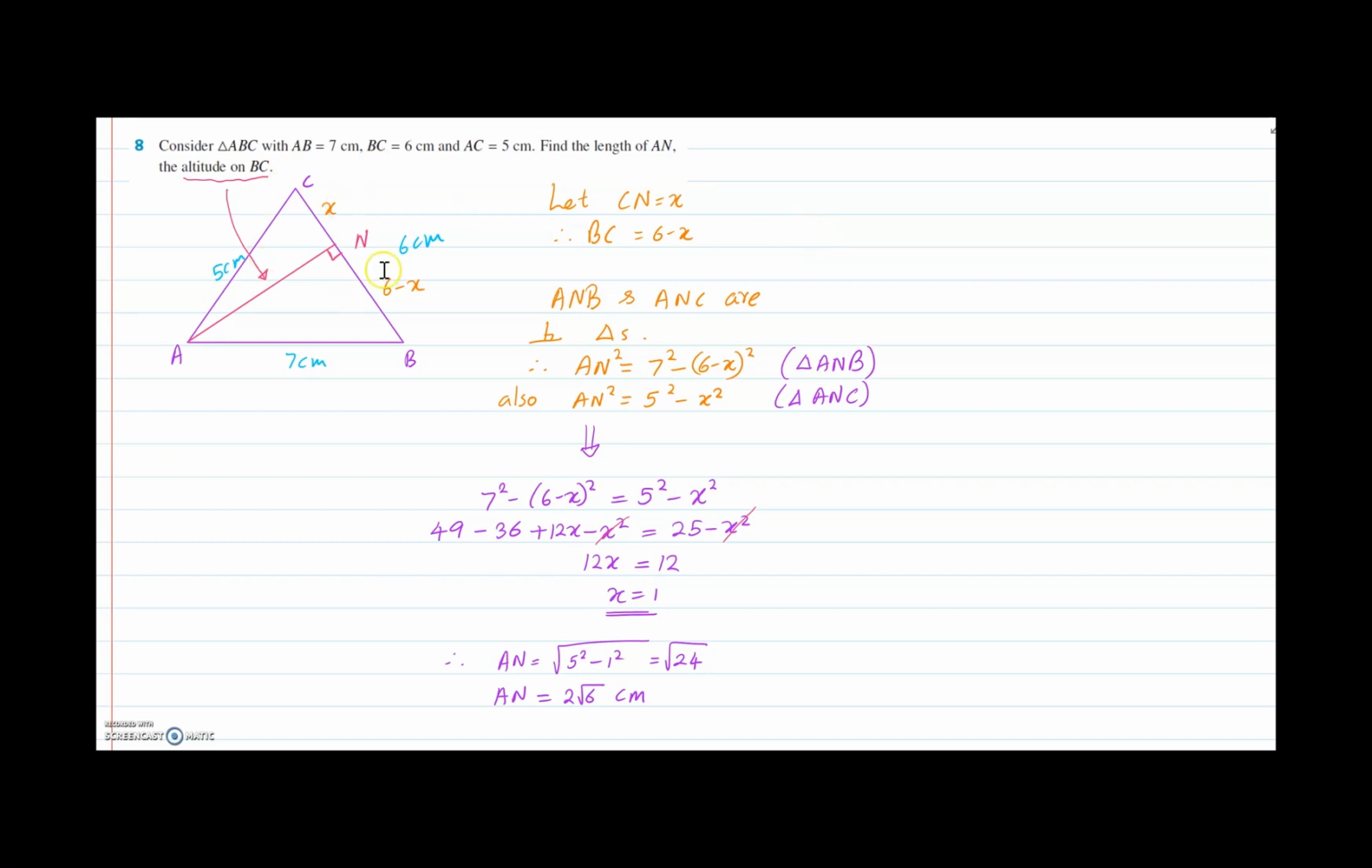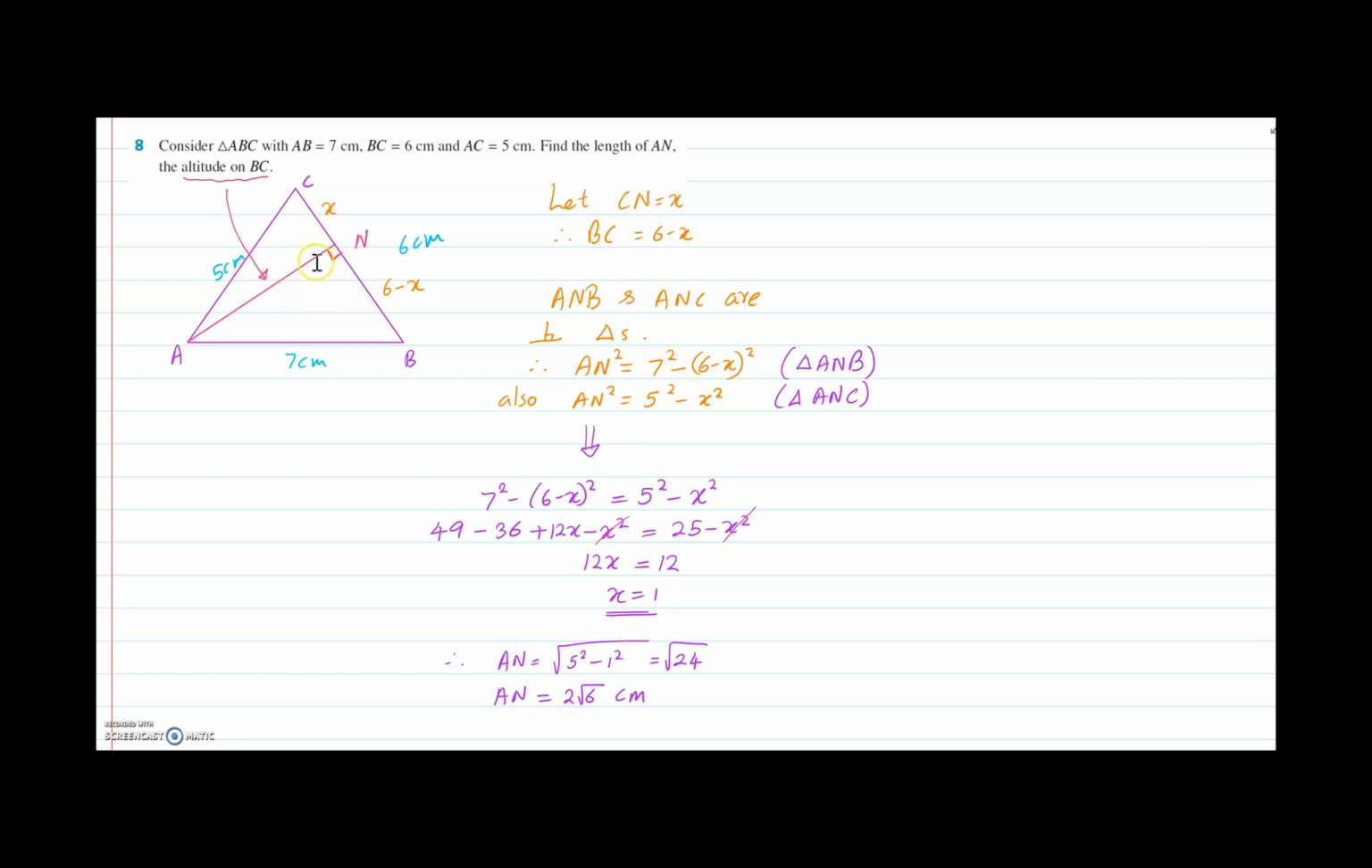Hello all, this is question number 8 from chapter 9D. We are looking at an altitude on BC on this triangle. What does that mean? Drawing a perpendicular line from the vertex A onto BC. So simply dropping a perpendicular line.